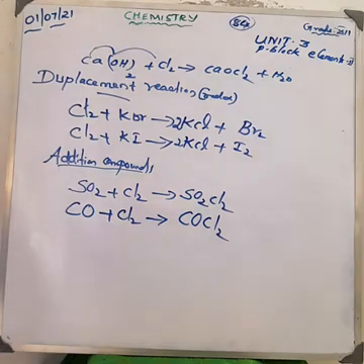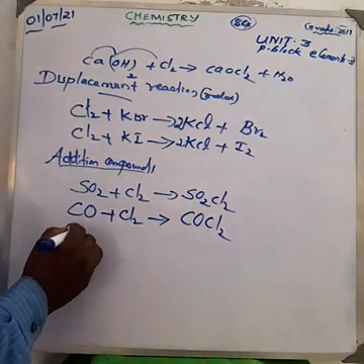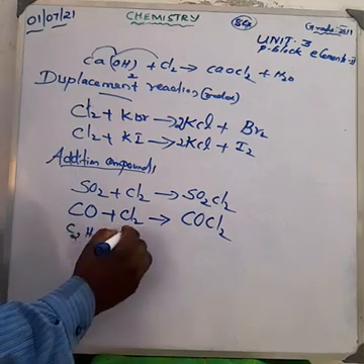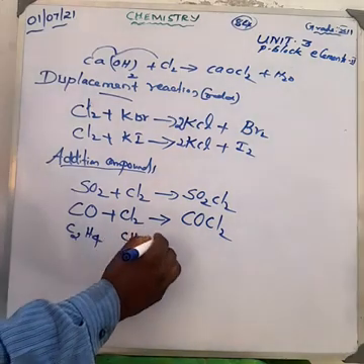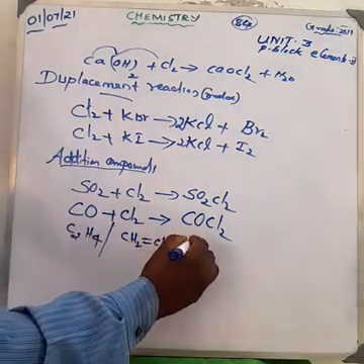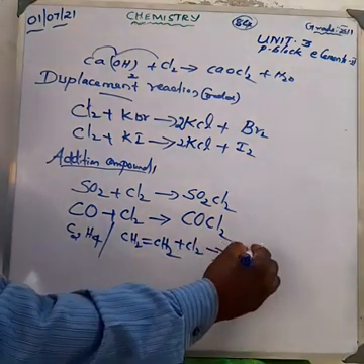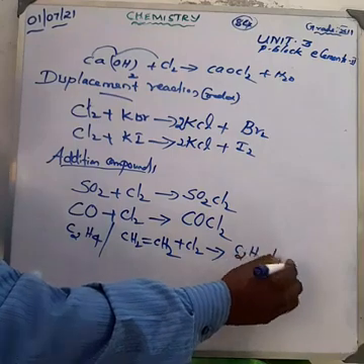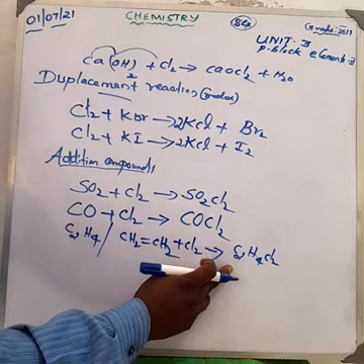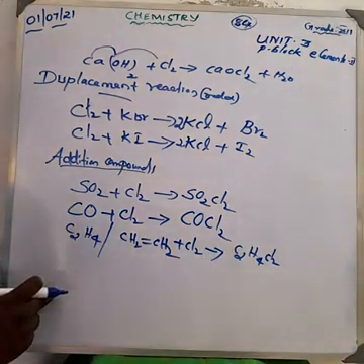Next, I am taking ethylene, that is C2H4, CH2 double bond CH2, one ethylene molecule, and it reacts with Cl2. We get C2H4Cl2, ethylene dichloride.